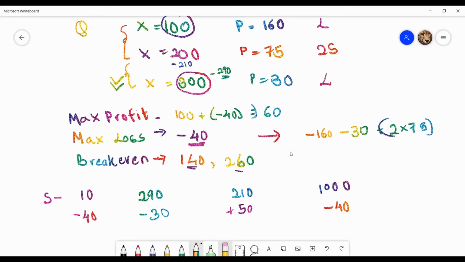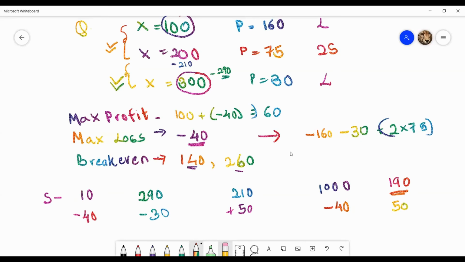Let's take one more example of the first bracket. Let us consider, let's say, 190. Now, when you see the price 190, does it lie in the first or the second bracket? It lies in the first bracket. So just consider your first bracket. 190 is up by 50 compared to 140, where your break even starts. So that is why you will have a profit of 50.